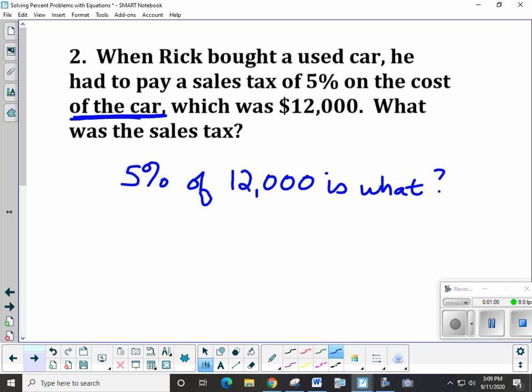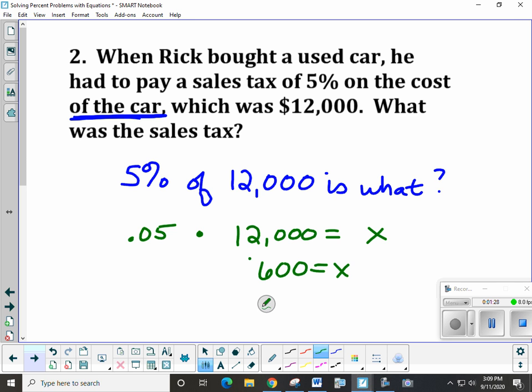So now we can take what we learned in the last lesson and translate to an equation. 5% is 0.05 times 12,000 equals X. And all we have to do is grab our calculator, and do 0.05 times 12,000. And we're going to find out that $600 is how much he spent on the sales tax for his car.